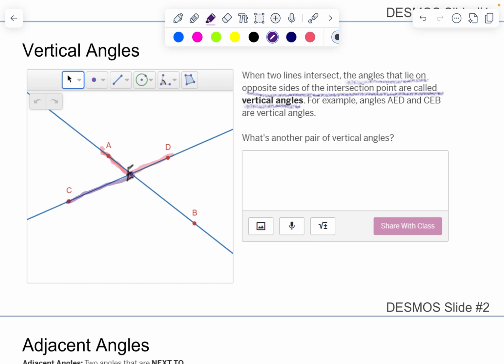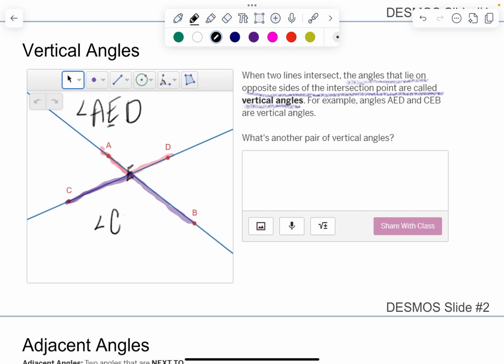and angle CEB are vertical angles. And also when naming angles, so we have AED, the vertex is in the middle, and this is angle CEB. Okay? Those are vertical angles. They're this angle and this angle. They're right across from each other.